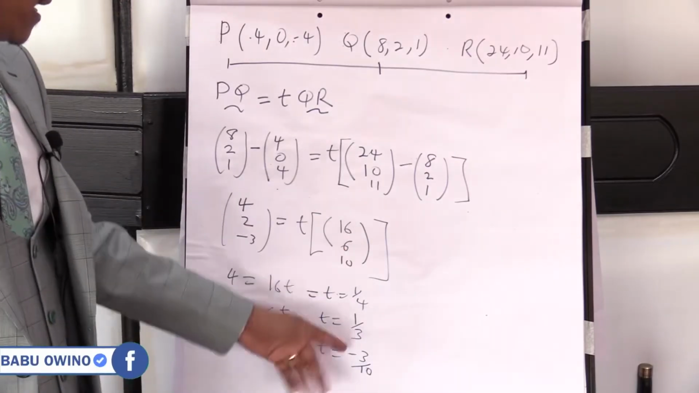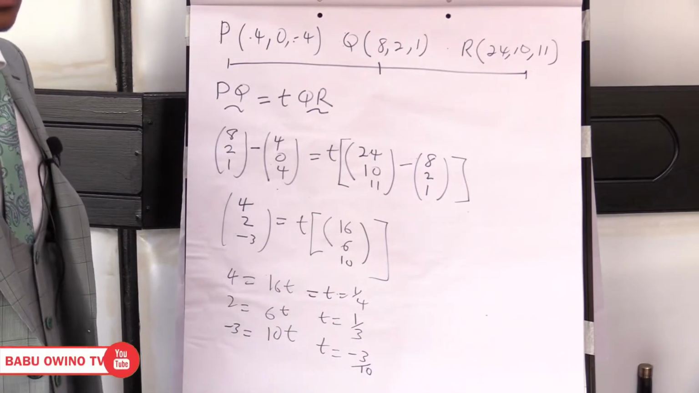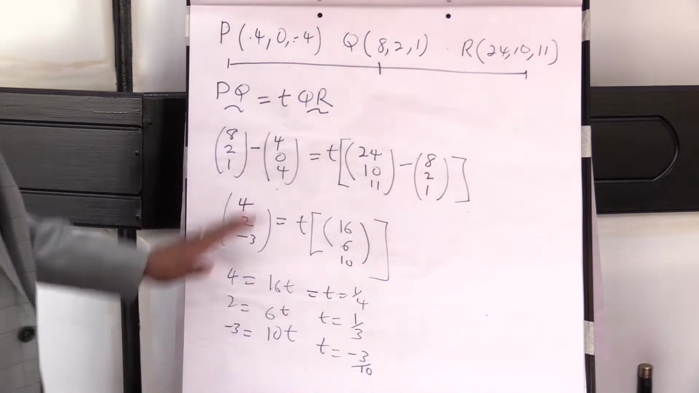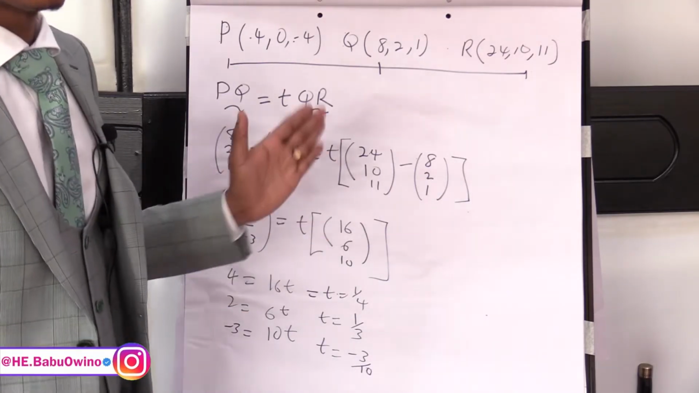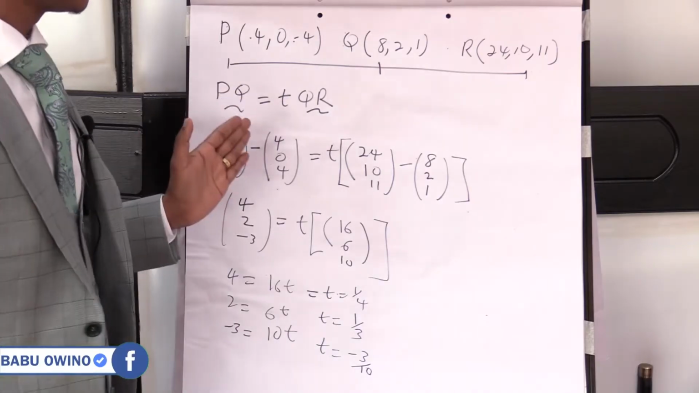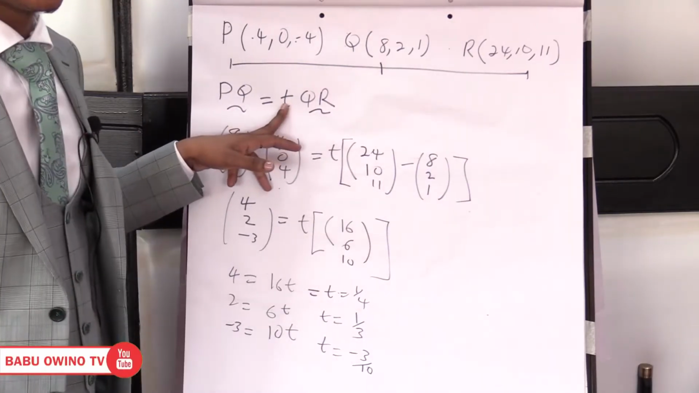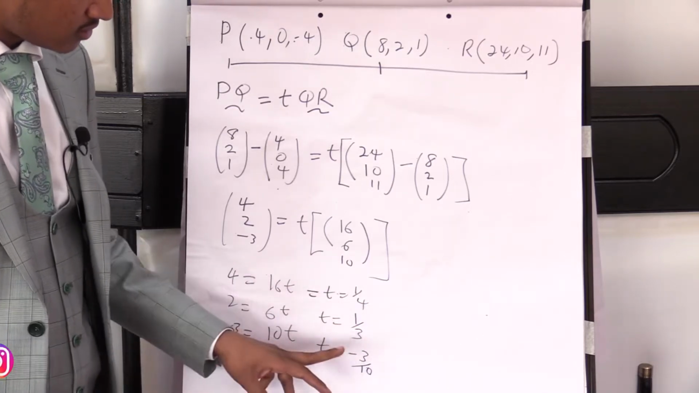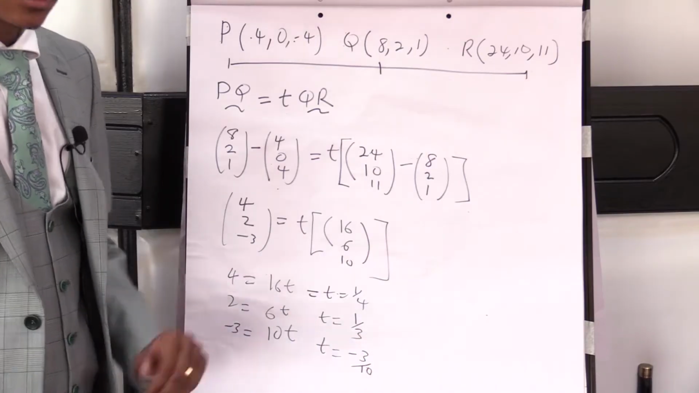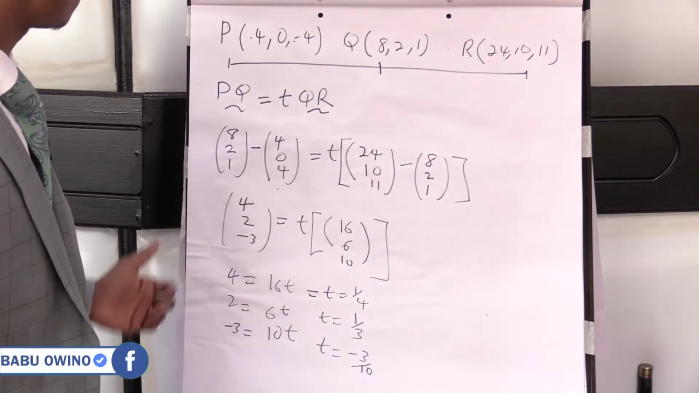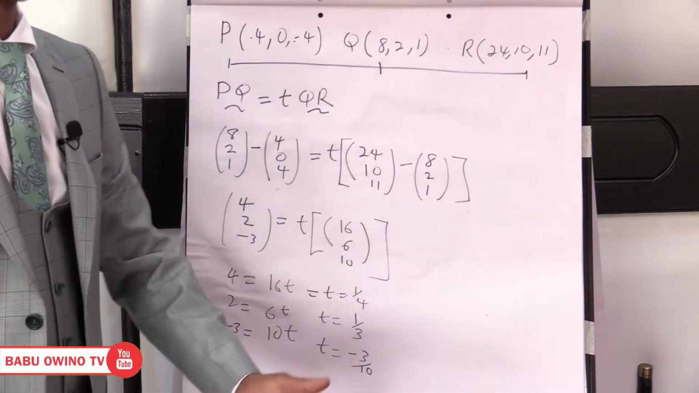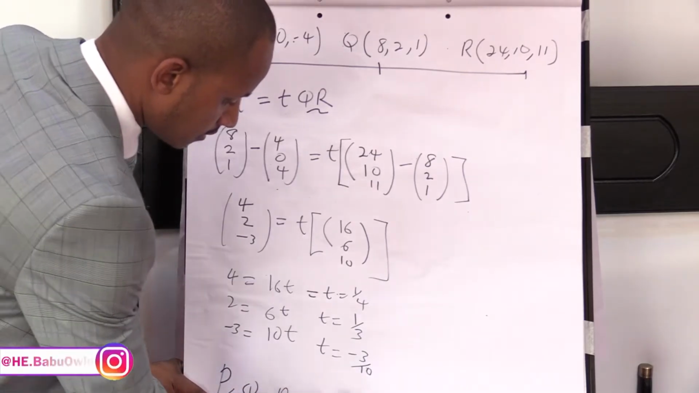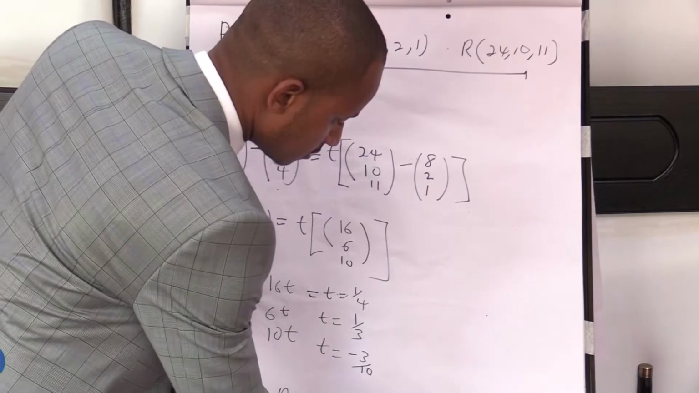Therefore, if you get different values of t, and I gave this example so that we can obtain different values of t, I tell you how you conclude. It's not necessarily that the question will give a common value of t. If t is not common, if it's not a quarter, quarter, quarter, or a third, a third, a third, or minus 3 over 10 each time, then the conclusion is points P, Q, R are not collinear.